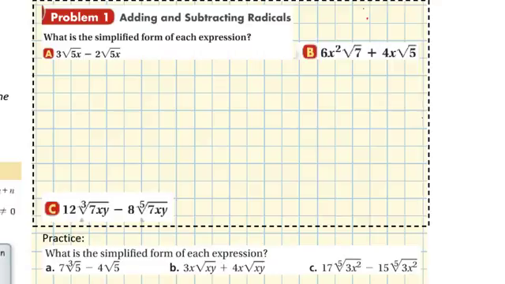Now in general, there is one rule that you always need to follow in order to add or subtract radical expressions. And this rule is that all radicals need to be exactly the same in order to be added. So if you have a group of radicals and you're trying to add them, both the index and the radicand have to be the same.